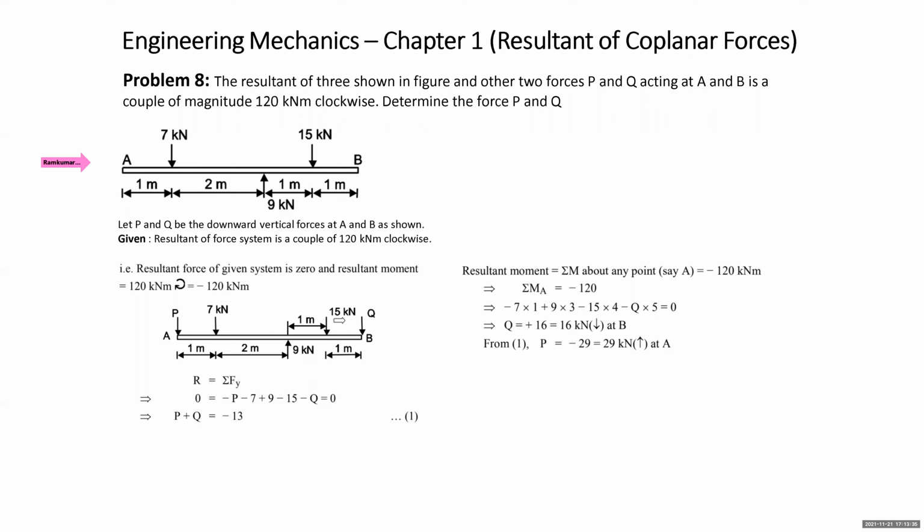The resultant of these five forces, three are given as shown and two are assumed. Again, the direction of P and Q is assumed. I have written it here. What is written? Let P and Q be the downward vertical forces at A and B as shown. They are assumed. We don't know whether they will be upward or downward.